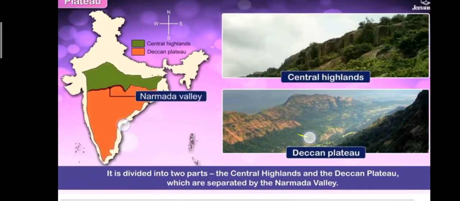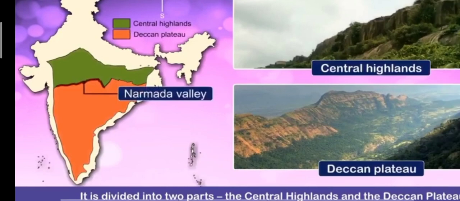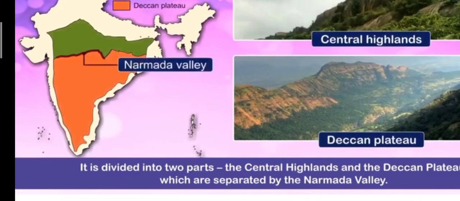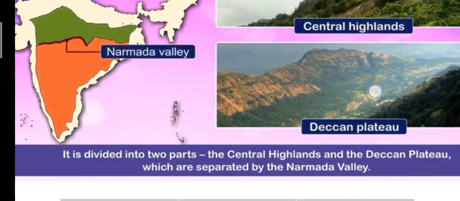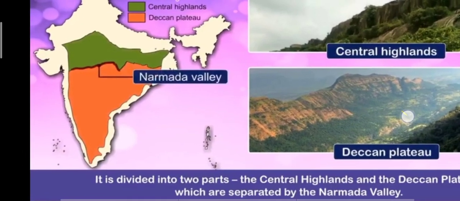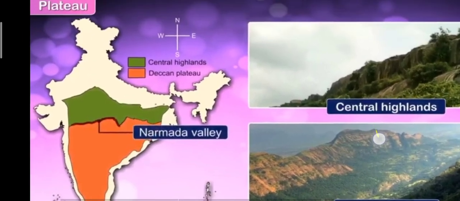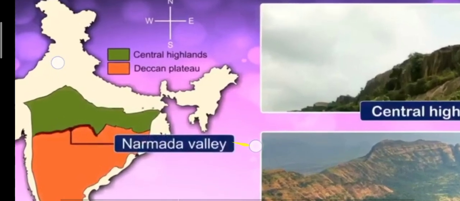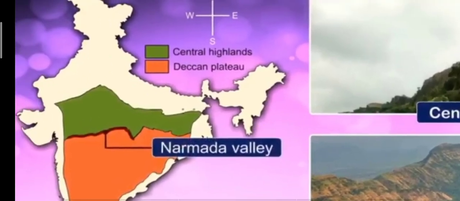And here if you see, children, it is written that it is divided into two parts, the Central Highlands and the Deccan Plateau, which are separated by the Narmada Valley. So children, the green colored portion that you see here is the Central Highland, meaning it is right in the center. So this is the first part of the Southern Plateau in India, the green colored portion, and the states which lie in the Central Highlands are Madhya Pradesh, and we have Jharkhand also.